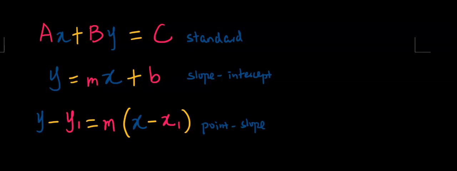M is the slope. Slope talks about steepness. So if someone says, can you tell me what a slope is? We can say slope is the steepness of a line, how steep the line is. B is the y-intercept. Let's do a really quick review.